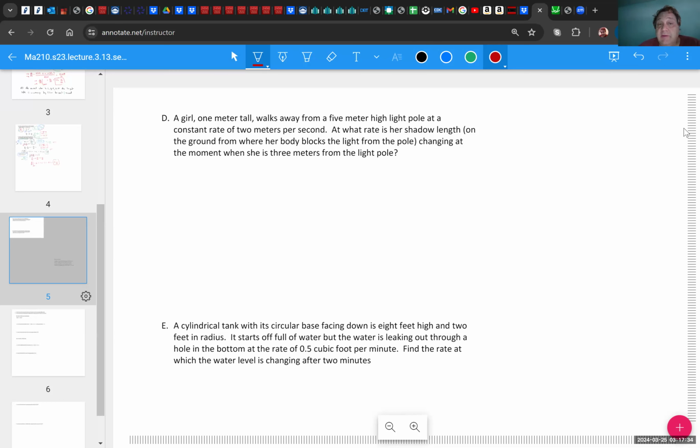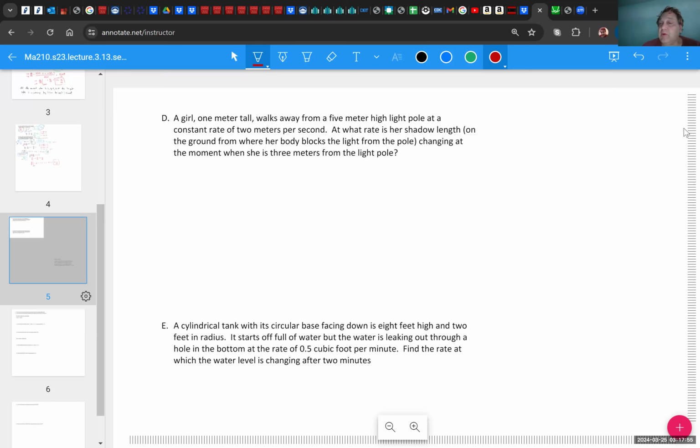There's a girl, she's 1 meter tall, and she's walking away from a 5-meter high light pole at a constant rate of 2 meters per second. At what rate is her shadow length on the ground, from where her body blocks the light from the pole, changing at the moment when she is 3 meters from the light pole?